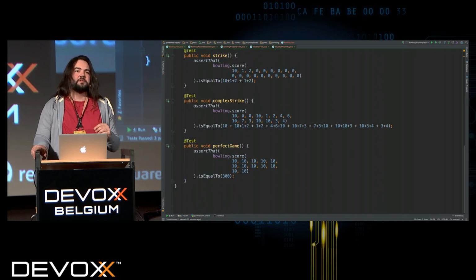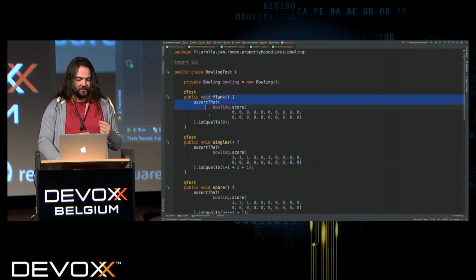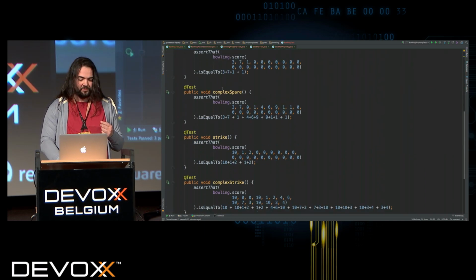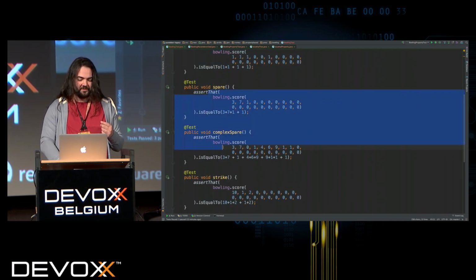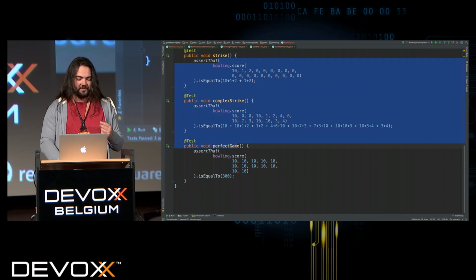What I want is not to do examples. What I want is to test all the behavior here. Each one of those cases, there are three cases here. Those two are the same thing. Those two are the same thing. And those three are the same thing.